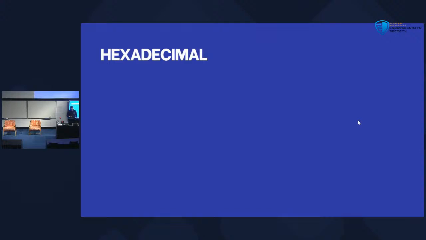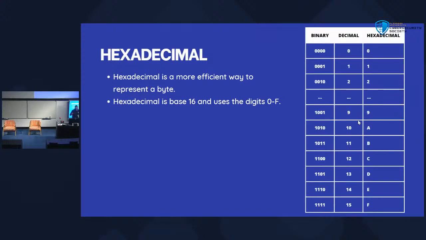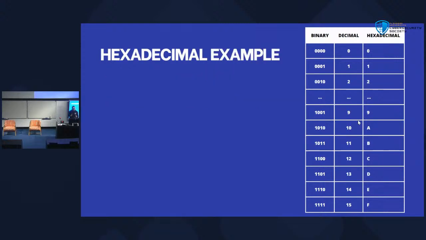Now, there's also hexadecimal that's closely related to binary. It's a more efficient way to represent a byte. It's base 16, and we can count 0 to F. In hexadecimal, it starts off like decimal for the first 9 digits, but once we get to 9, we say, okay, well, A is 10, then B is 11, C is 12, D is 13, E is 14, and F is 15. And the reason that we do this is it's a more efficient way to read a byte.